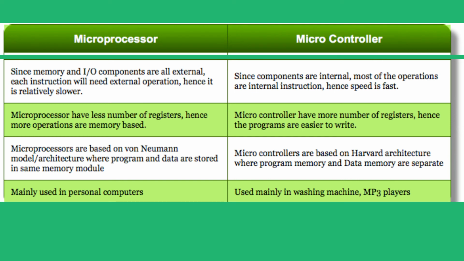Microprocessors are basically based on the Von Neumann model or architecture, where program and data are stored in the same memory module, but microcontrollers are basically based on Harvard architecture, where program memory and data memory are stored separately. Now we can largely use microprocessors in personal computers, whereas we can largely use microcontrollers in washing machines and MP3 players as well.